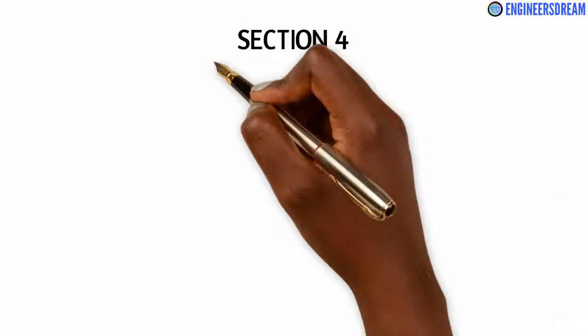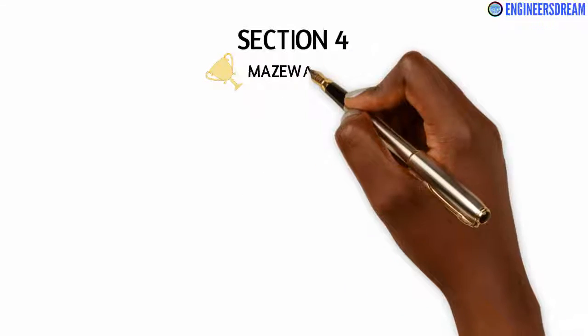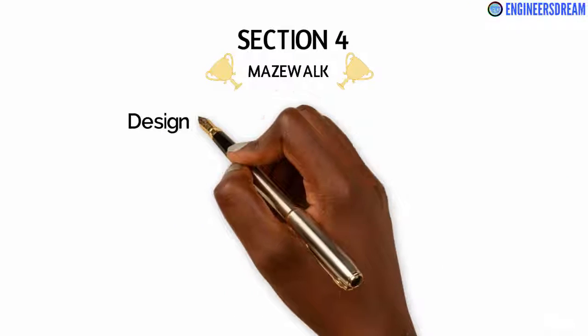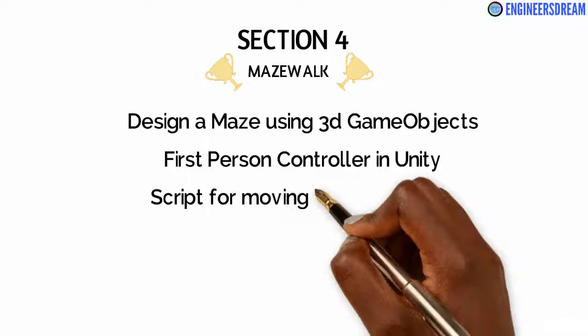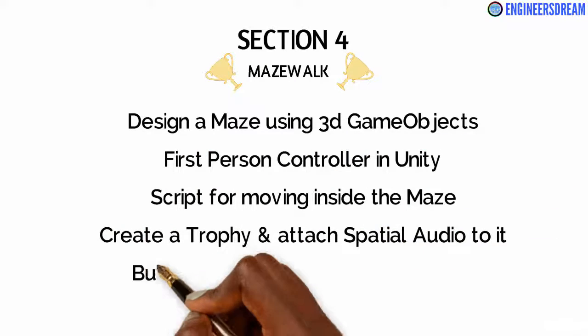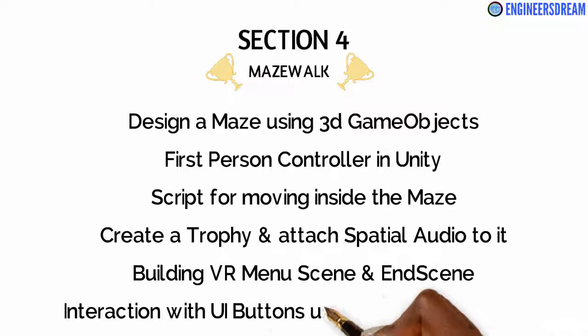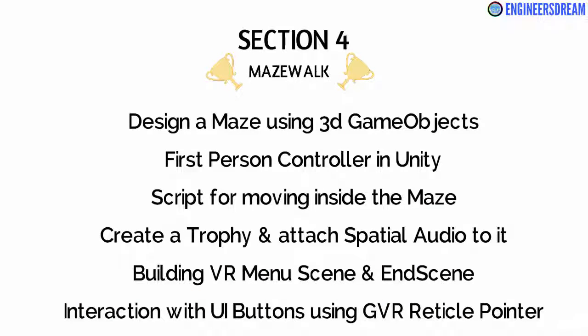In section 4, we will build a Maze Walk VR game in which you will first set up a maze using the 3D game objects. In this section, you will learn the concept of first-person controller in Unity, and we will also write scripts to move inside a maze. We will then create a trophy and attach a special 3D surround sound to it called the spatial audio. We will complete this game by adding a menu scene and the end scene. We will interact with the menu scene and the end scene by using a GVR reticle pointer.